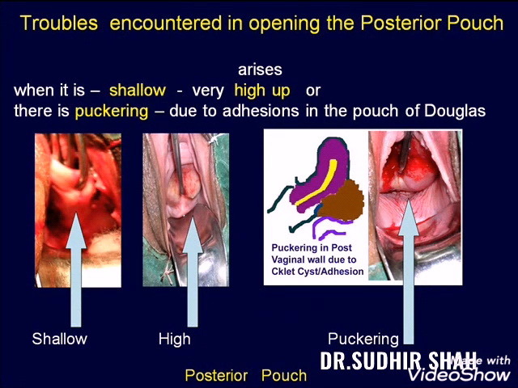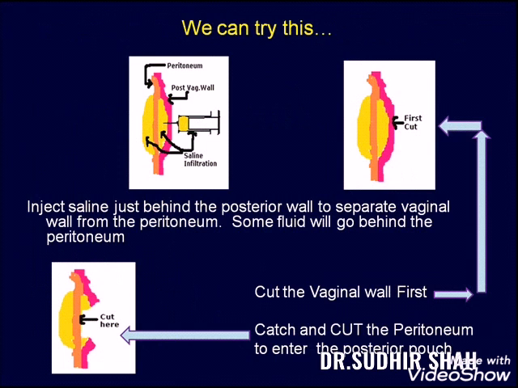Now, troubles encountered in opening the posterior pouch. It arises when it is shallow, very high up, or there is puckering due to adhesions in the pouch of Douglas. In such cases, we can try this.